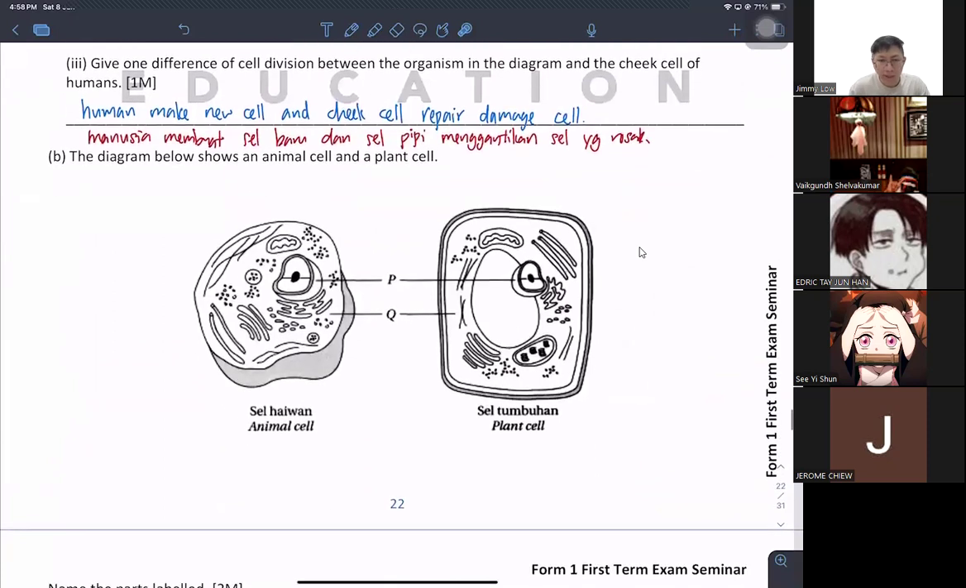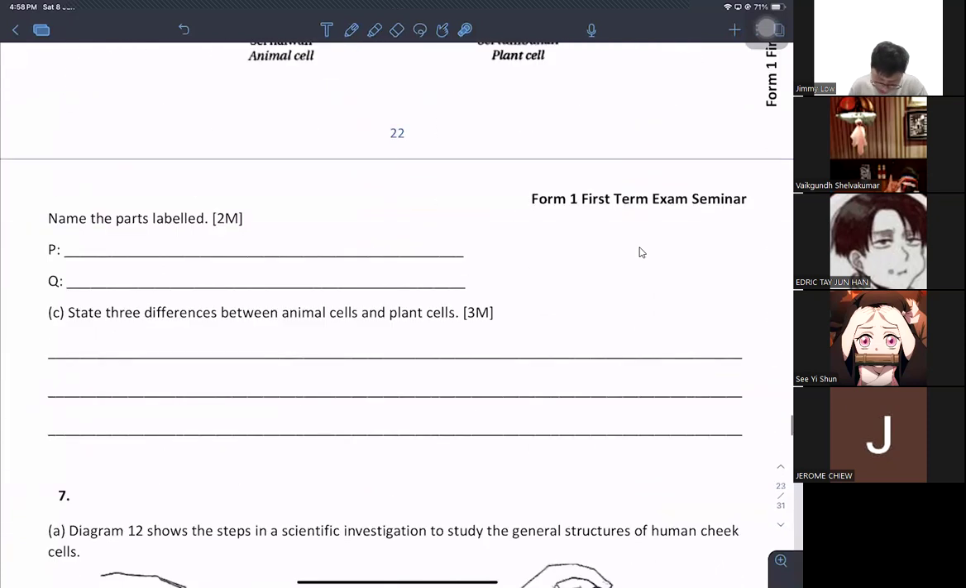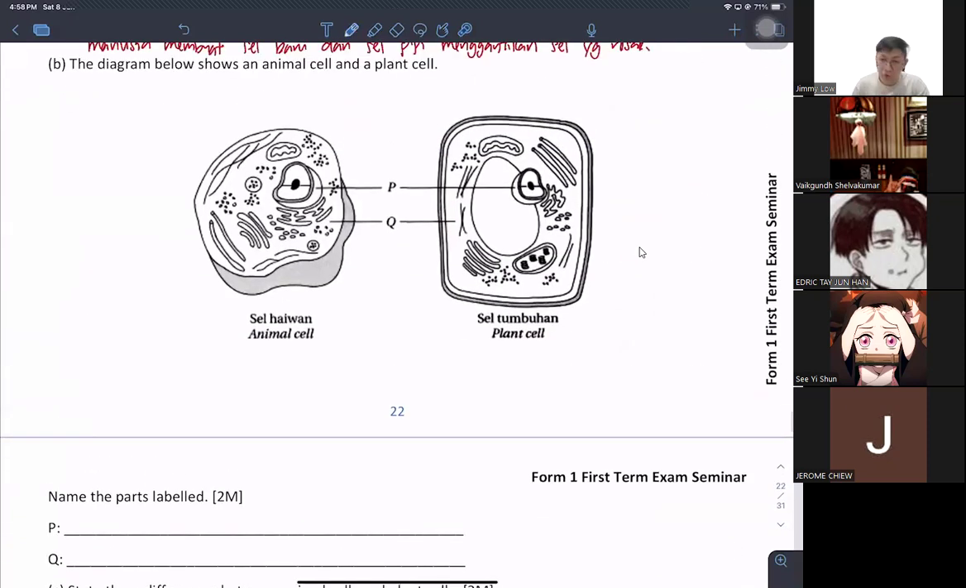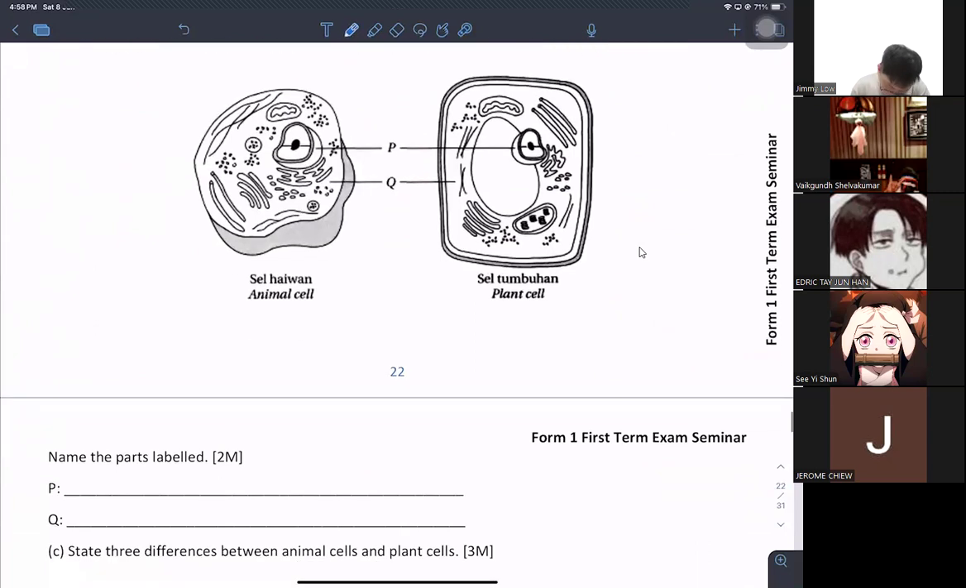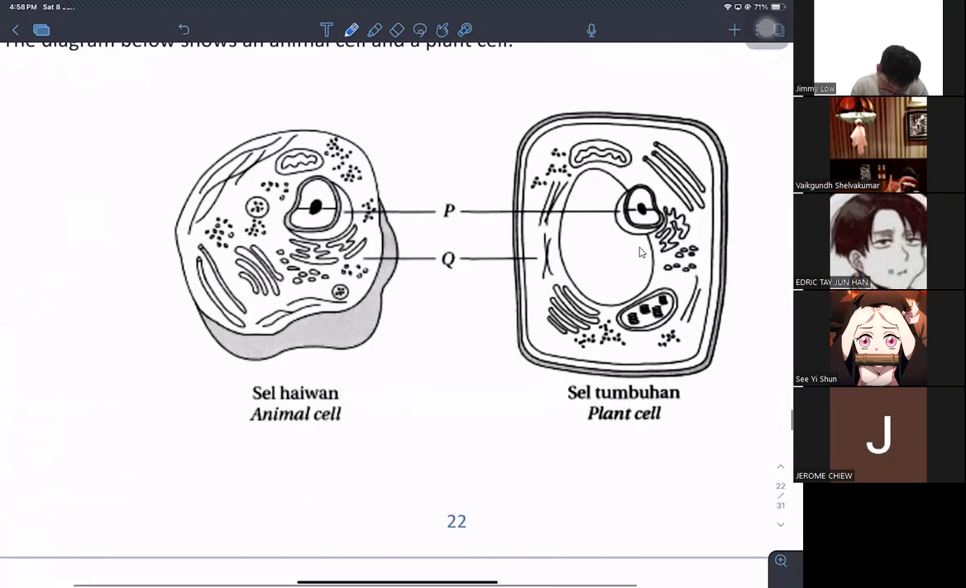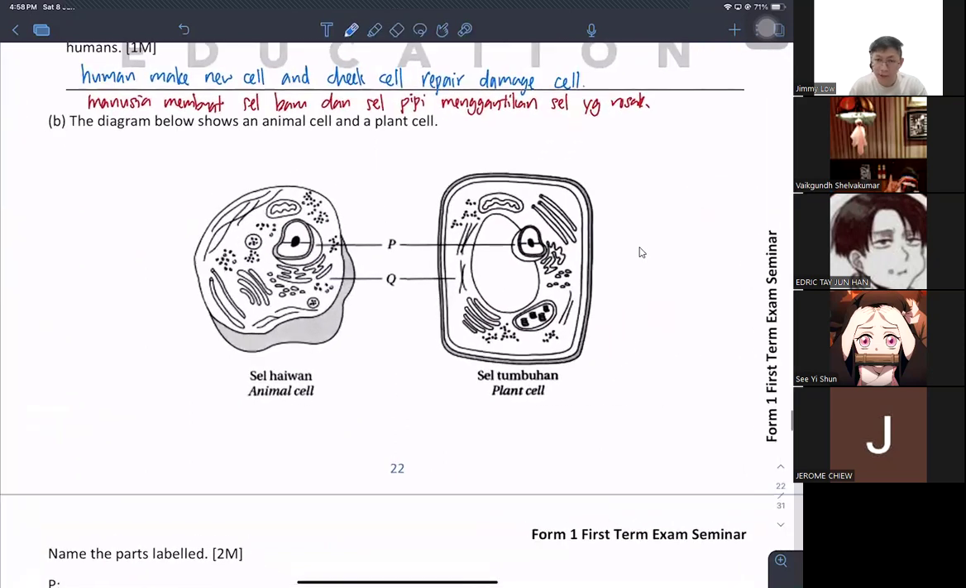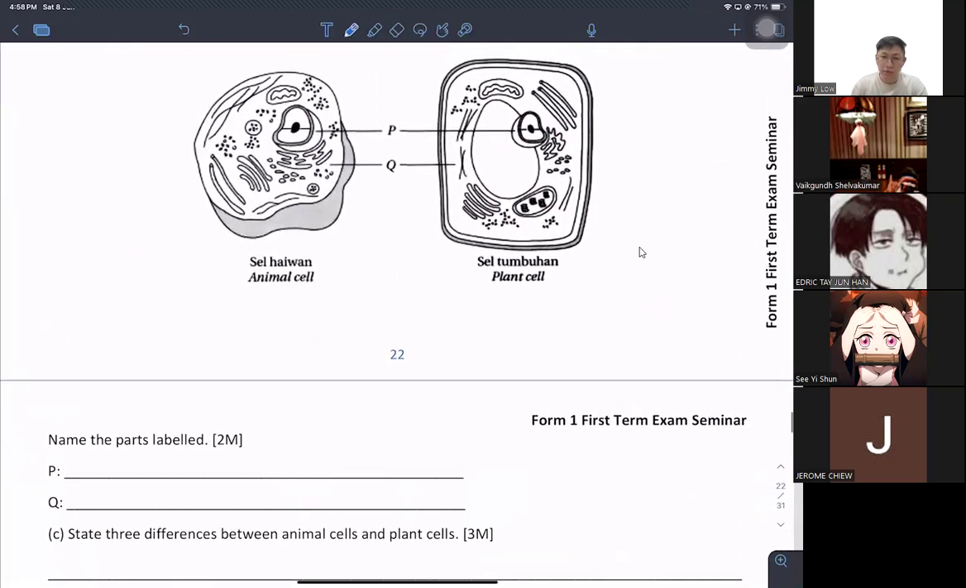All right. So B, you see, asking you what is this and what is that again. So this one you try to go through. P, what is P? Basically, it is pointing about these two things with black dots. If you attended my class, I did ask you guys to practice what is this. What is this, right? Good try. Nucleus.